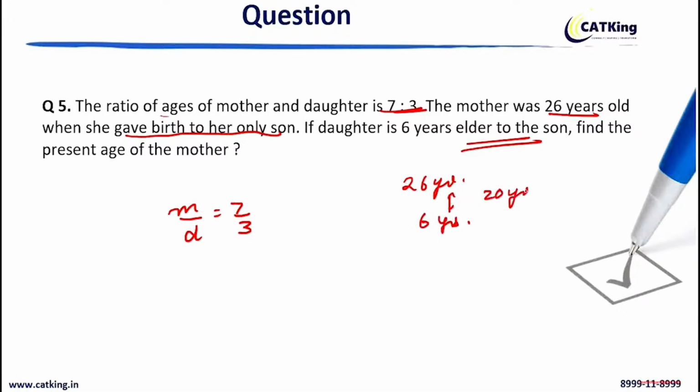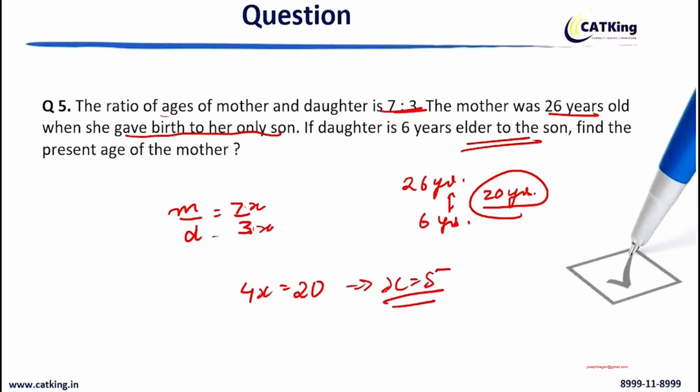20 years. So guys, this difference will always be constant. Mother and daughter will always have an age difference of 20 years. Mother will always be elder to the daughter by 20 years. Correct? So if currently the ratio of ages is 7:3, mother is 7x, daughter is 3x, what's the difference? 4x. What's the value of 4x? 20. What's the value of x? 5.